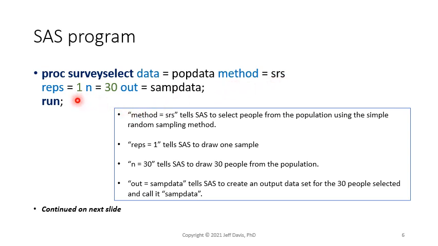When we go to reps 1, this is telling SAS that we only want it to pull one sample out of the POP data set. And we want that sample to have 30 people. Now remember, the population has 100,000. We set up a population of 100,000, but here we're telling SAS, just get 30.